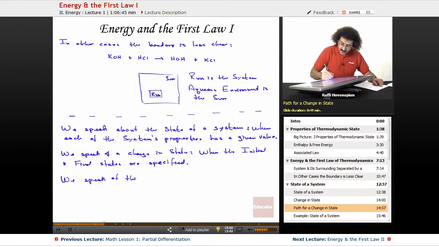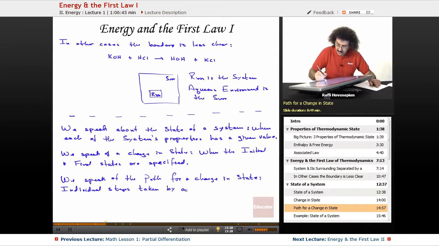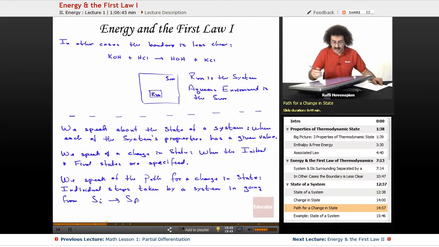Now, we speak of the path. It's going to be very, very important, the path for a change in state. The path is exactly what you think it is. It is the individual steps taken by a system in going from state initial to state final.